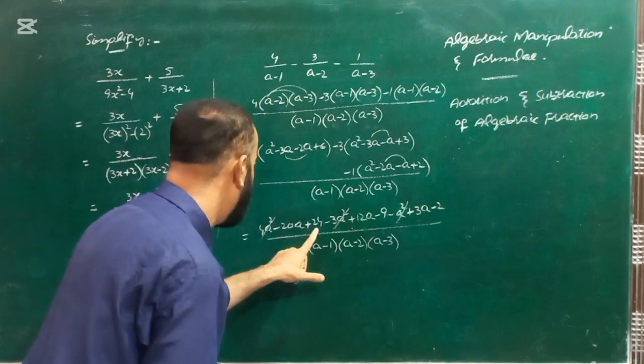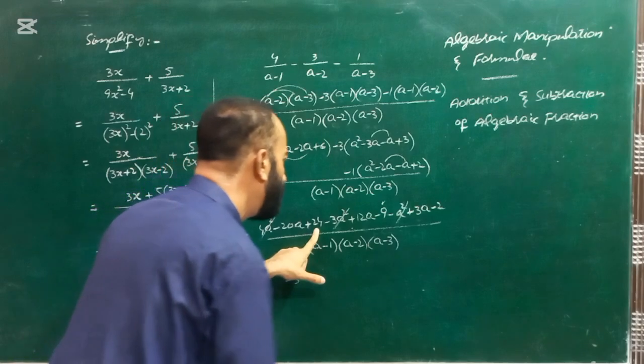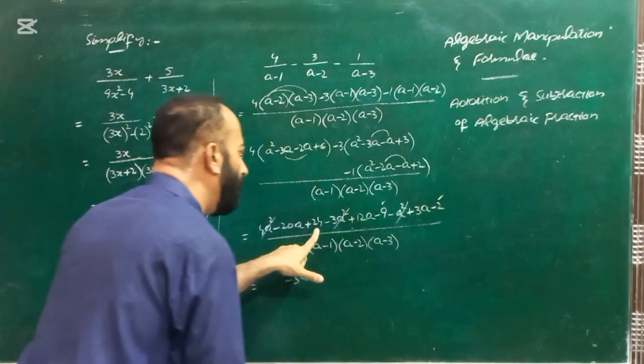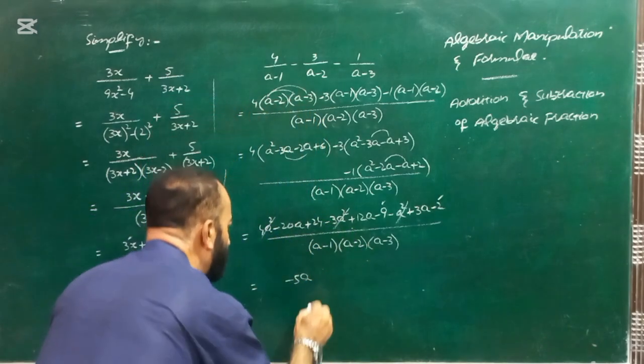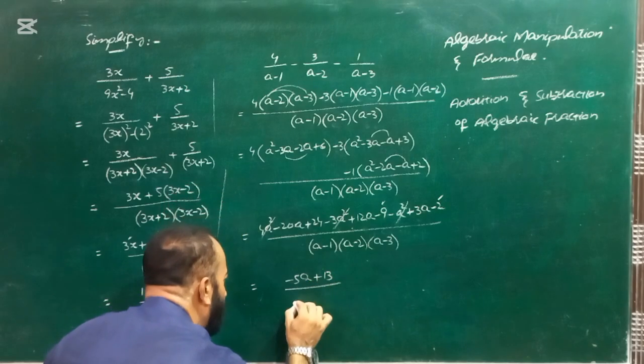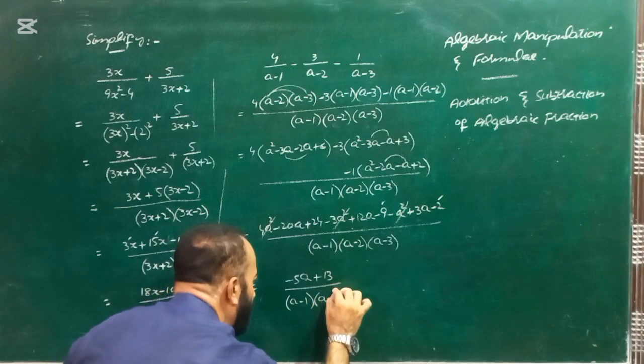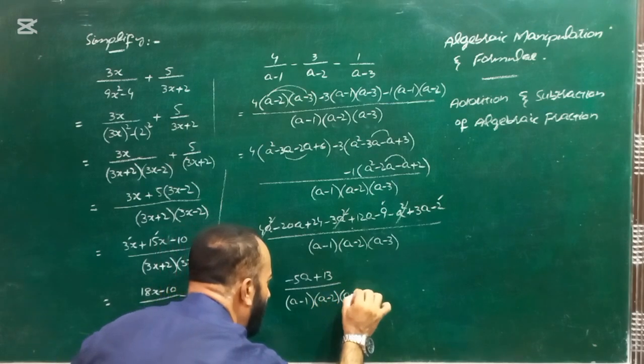Okay, then 24 minus 9 will be 15, minus 2 will be 13. So plus 13, and the denominator is still there. That is (a minus 1) into (a minus 2) into (a minus 3). So this is the answer.